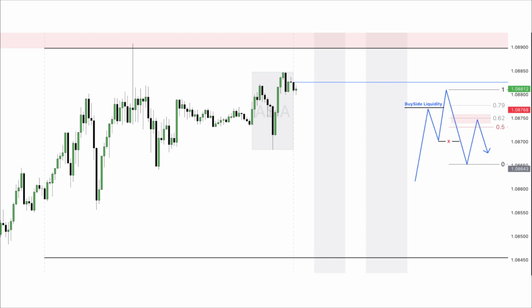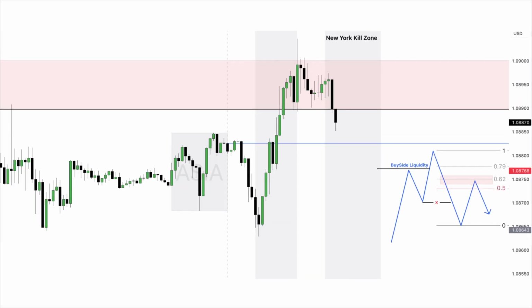And we are heading down to the lower time frame and we want to look for the entry pattern. First, we want to go to our kill zone. We are in the New York kill zone.